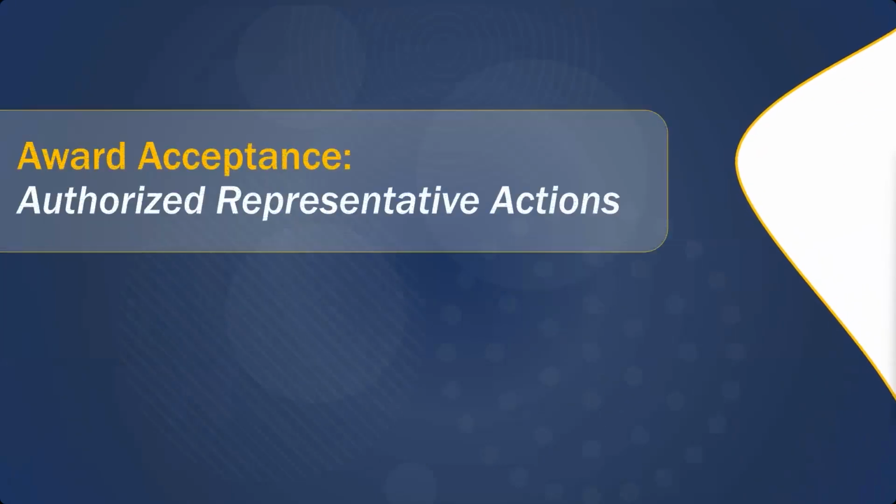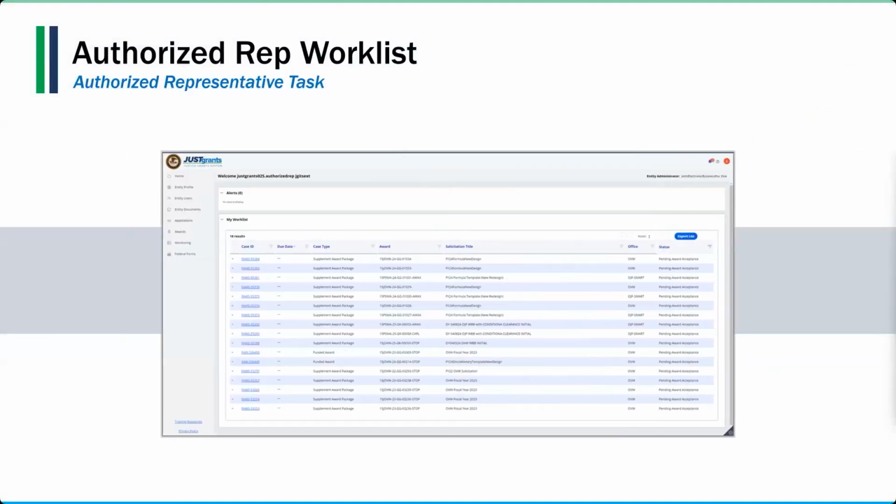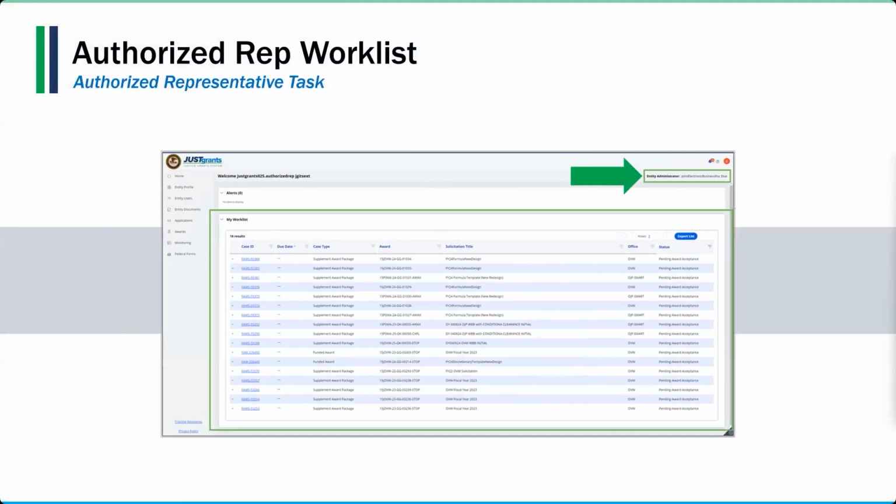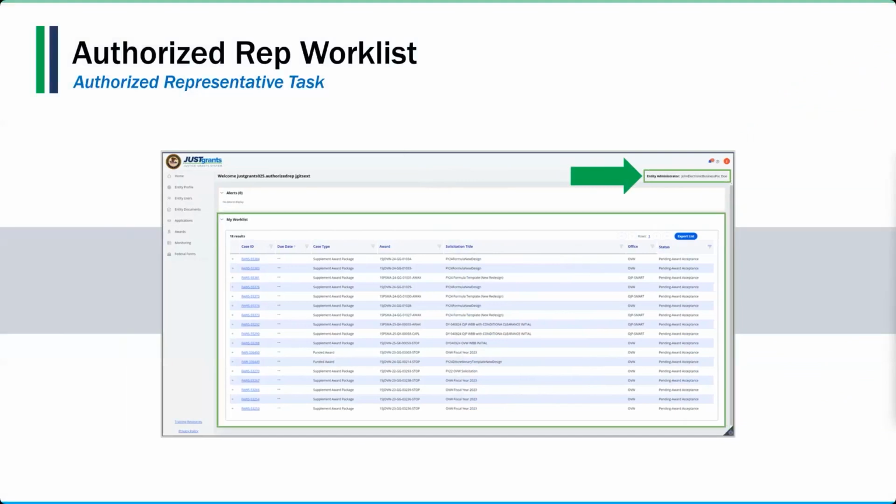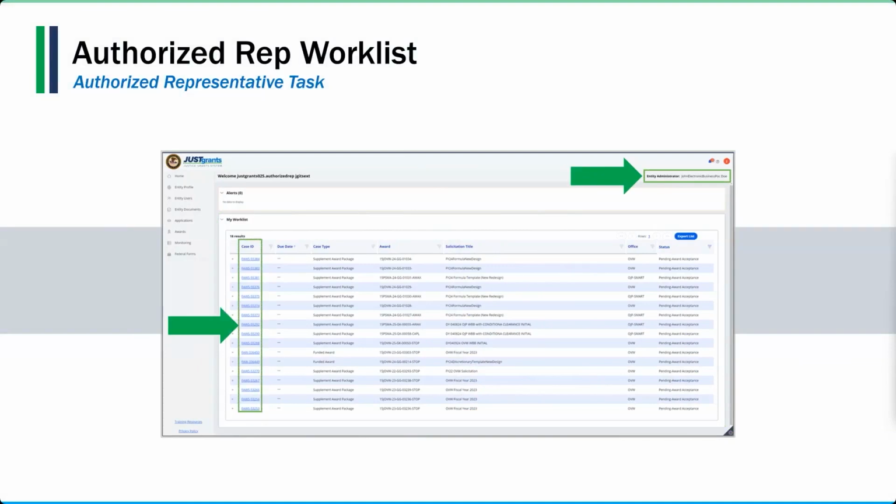Now, the authorized representative is assigned to the award by the entity administrator, and you can see the name of the entity administrator by looking in the upper right corner of the screen. The authorized representative will then select a case ID to open the award package. Do note, if you received a COPS award, your first authorized representative will need to complete this task, and then your second authorized rep will need to do the same.